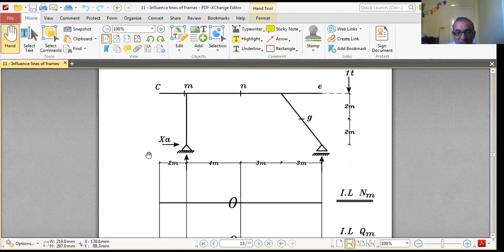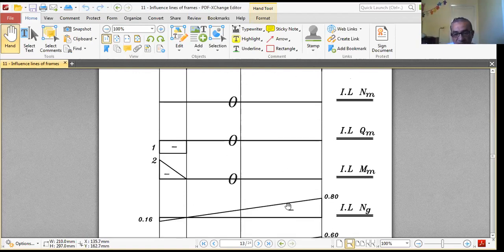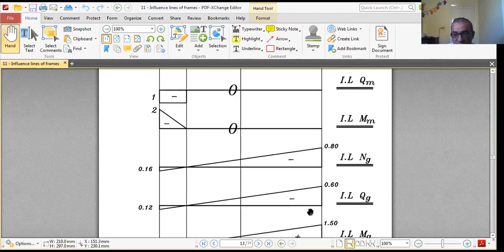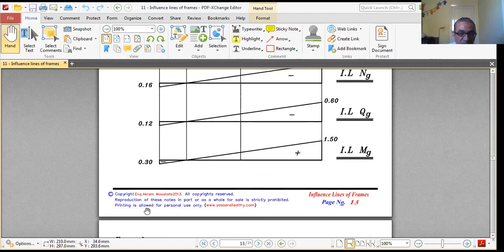Influence line of M_M: minus 2 when the load is here, 0 when the load is here, 0 for the rest of the beam. Influence line of N_G, like what we've seen, calculated: 0 to minus 0.8. Influence line of Q_G: 0 to plus 0.6, minus 0.12. Influence line of M_G: 0 to 1.5, minus 0.3.